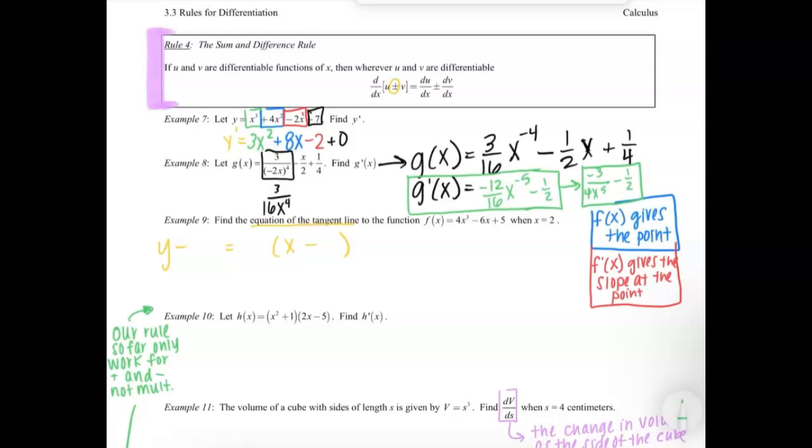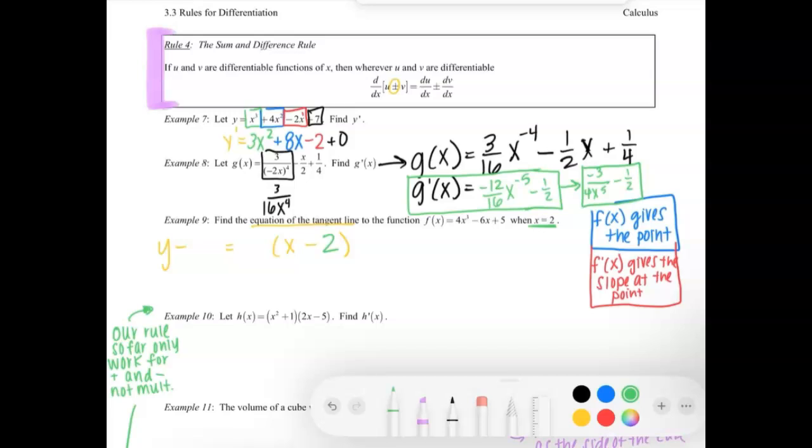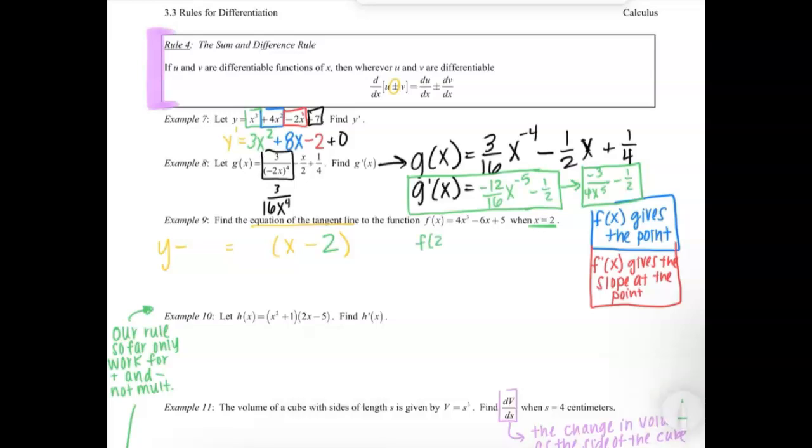Alright, example 9, you are asked to find the equation of the tangent line that goes through x equals 2 of this function. So remember, a tangent line goes through one point on the function, and so right now we know that x is 2. It's given to us right here. Well, let's take a look at this note in blue. f of x gives the point. So if we are asked to find the y of the point, we have to use f of x. So let's go ahead and do that. We are going to find f of 2. And that gives us the y value of the point we're going through.